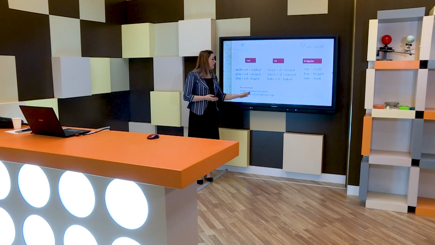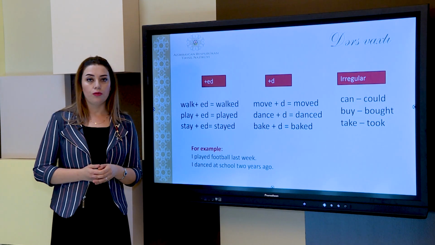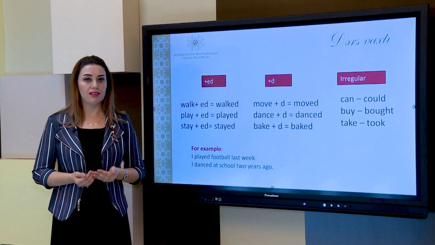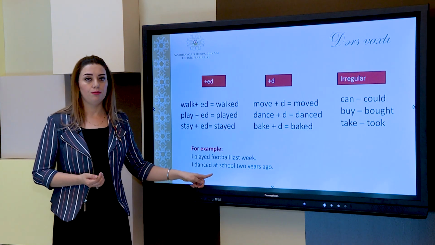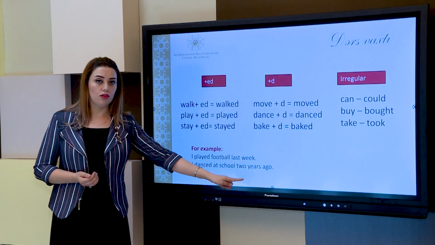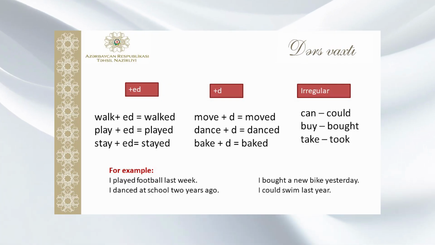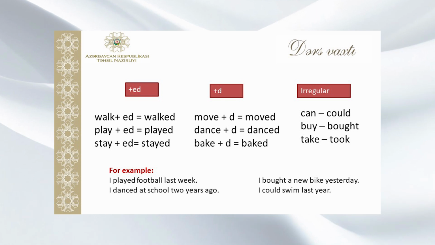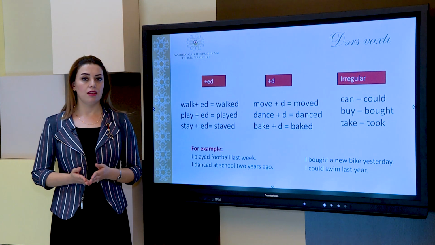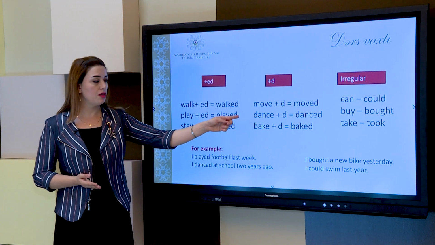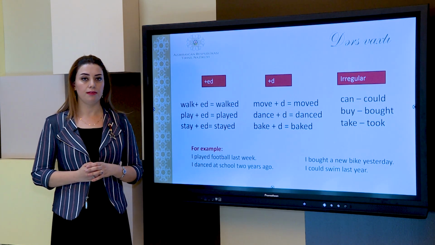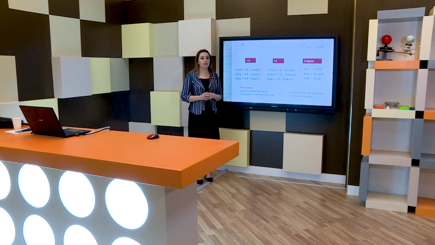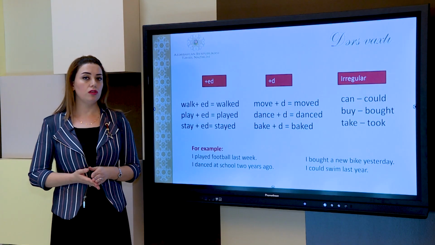I danced at school 2 years ago. 2 years ago is a past expression. So our verb dance must be danced because of 2 years ago. Let's see some more examples. I bought a new bike yesterday. Again, yesterday is a time expression for past, and our verb buy in the present will be bought. I bought a new bike yesterday. I could swim last year. Can in present, could in the past.